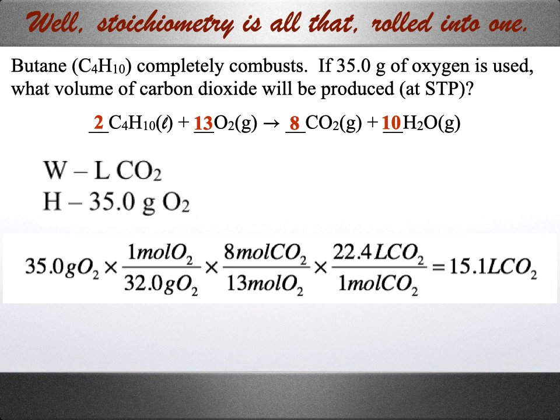Then I'm going to use my balanced equation. Carbon dioxide, there's 8 moles in the balanced equation, and oxygen, there's 13 moles. So that's my second part, is I'm going to convert from oxygen to carbon dioxide using the moles from the balanced equation. And I don't want moles of carbon dioxide, I want liters. So then I'm going to use my 22.4 liters per mole at STP. Then I do my math. I multiply and divide, and 35 grams of oxygen would produce 15.1 liters of carbon dioxide.